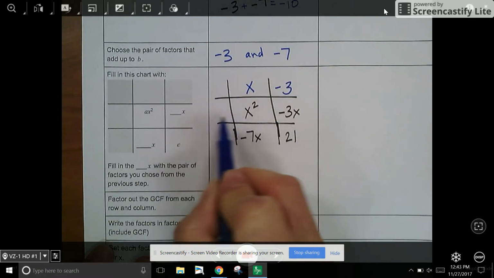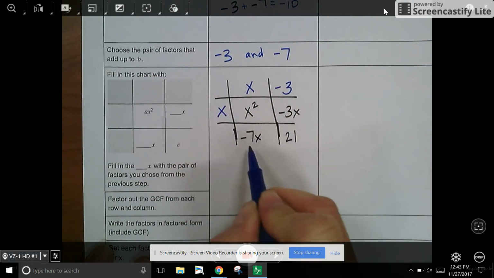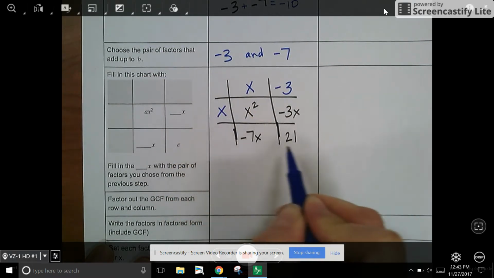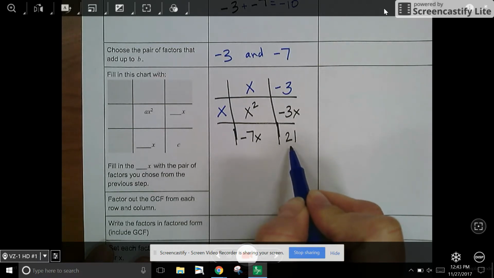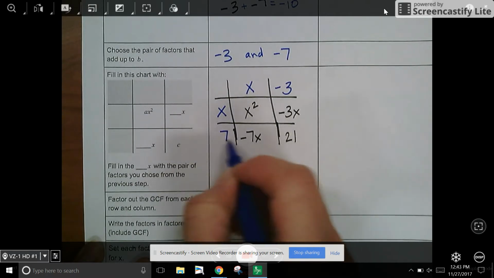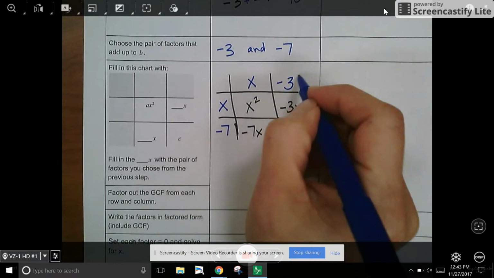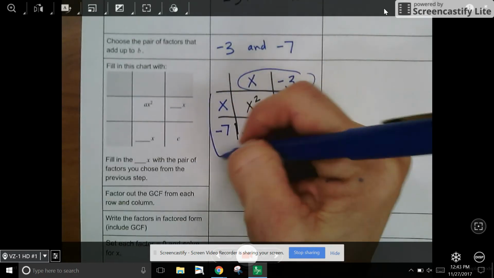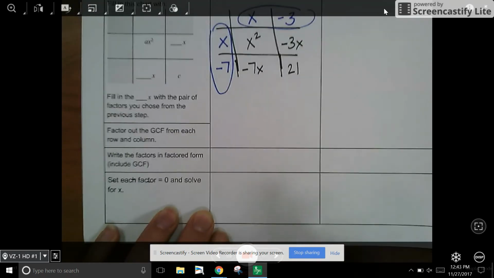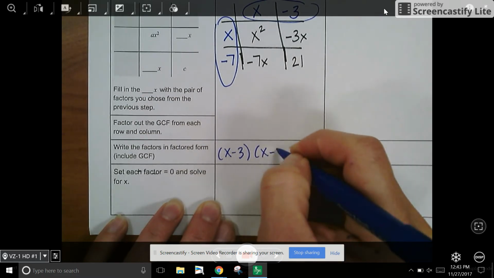When I look this way, the only thing they have in common is an x. And when I look this way, I know 7 can go into 7. Can 7 go into 21? It sure can. So I'm going to pull out a 7, and because my sign is negative right there, I'm going to make it be negative. So everything I wrote in blue, those are our factors, and we're going to write them out right here, x minus 3 times x minus 7.